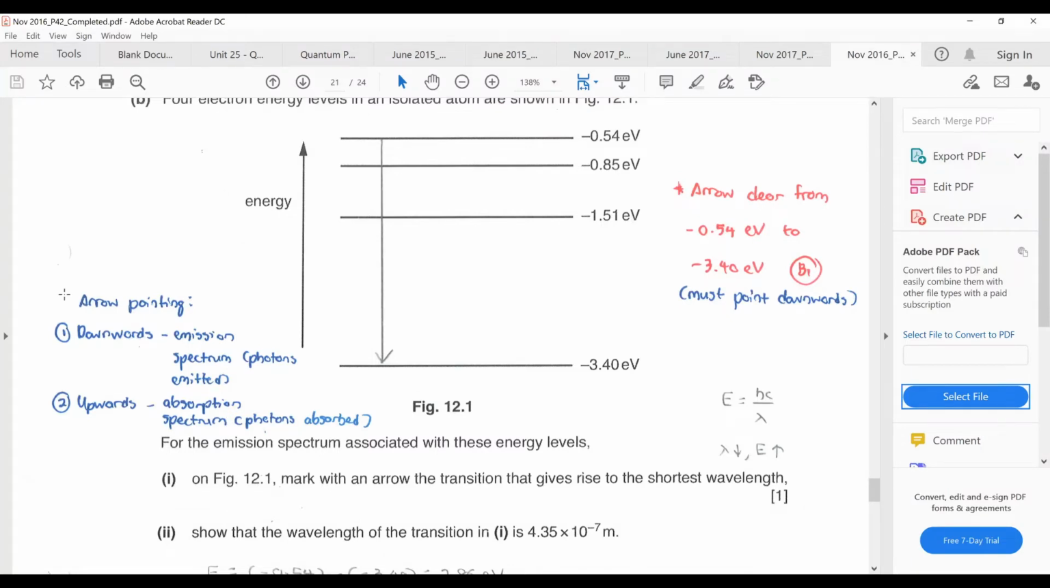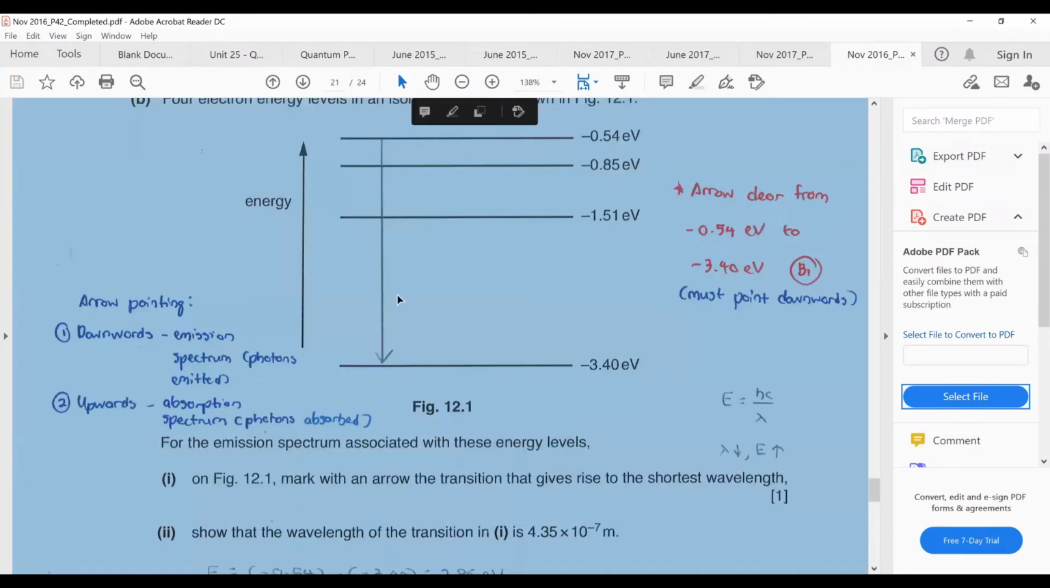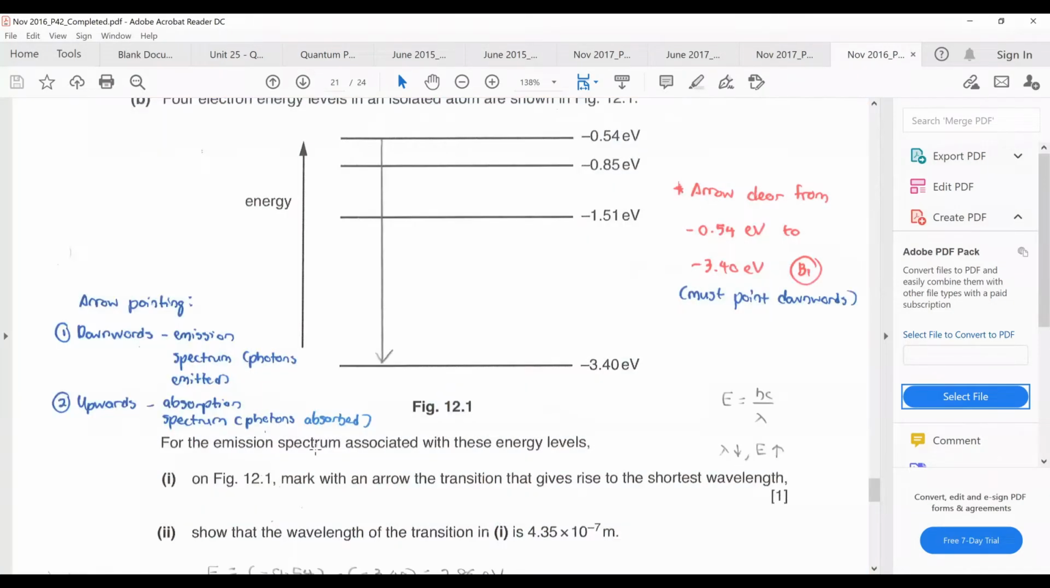So in general, this is something I just wrote here. If your arrows point downward, that means this is emission spectrum, meaning you're emitting photons. If this one is talking to you about absorption spectrum, that means you're absorbing photons, so your arrow should be pointing outwards. So just know for now that since we're talking about emission spectrums, the word emission already tells you that you are emitting photons. You're dropping down from a higher energy level to a lower energy level. That's why your arrow is pointing downwards.